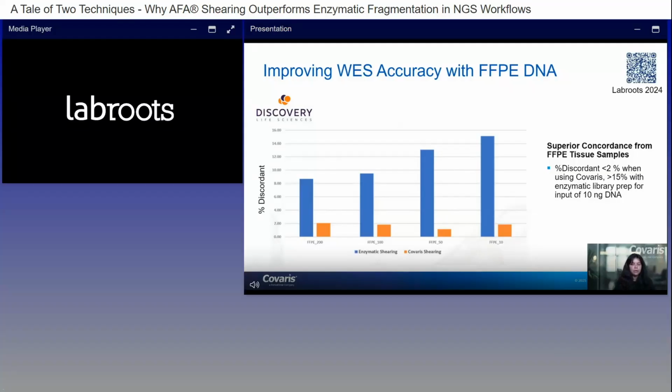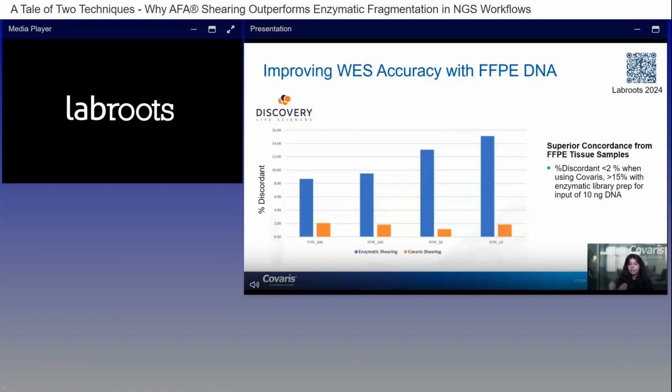It's also interesting to note that this discordance seems to be sensitive to the input amount. So we can see that as we go from 200 nanograms of input to 10 nanograms of input, the discordance is actually going up. So your library quality is suffering as your input goes down.